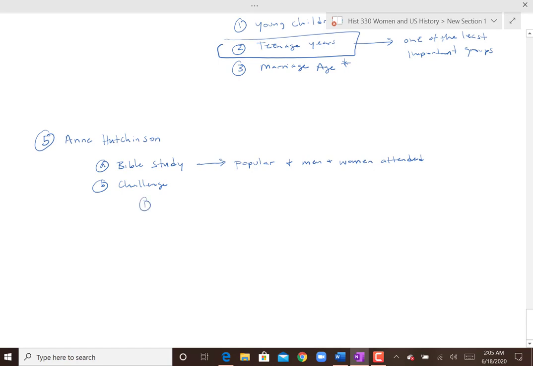She challenged the conversion experience, though not super radically, by the way. She just challenged the public nature of it. She didn't ask to abolish it. What she said is that it should be a private experience. Rightly so, she saw the issue with why women especially were not having conversion experiences: it was public, and they were judging the legitimacy of their conversion experience based on other people's. And then she ultimately challenged the political and religious leadership.